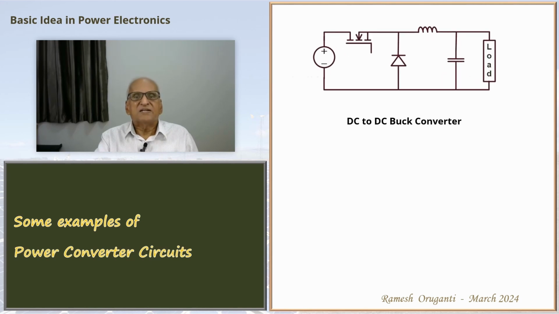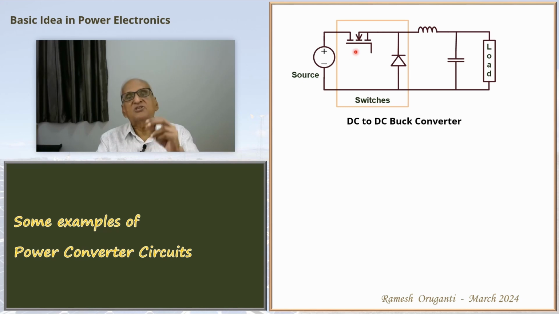This is a DC to DC buck converter. This is a step down converter. That means the output voltage is less than the input voltage. Both are DC. DC to DC means DC input to DC output. So you can see that it uses a power MOSFET switch, and it also uses a diode. Diode also in a sense is a switch. It's an uncontrolled switch. So this forms the switches part.